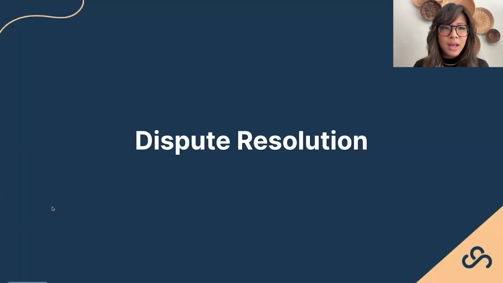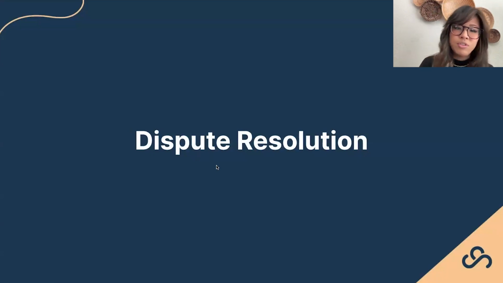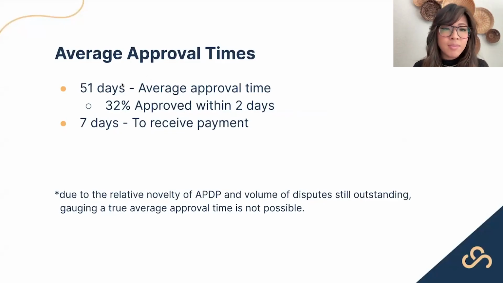Okay, so really quickly I wanted to talk about dispute resolution and make sure that I have enough time to answer your questions if you have any. But as I mentioned earlier, the average approval time is about 51 days. About 32% get approved within 2 days. So again, if you are newer to the process, just something to share.